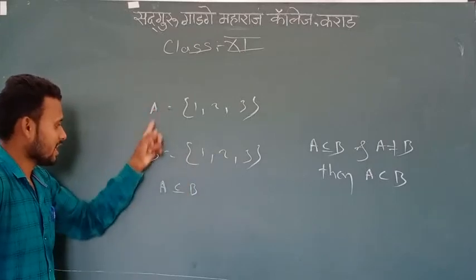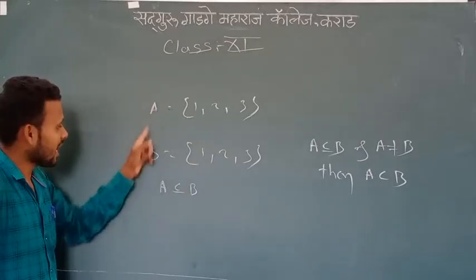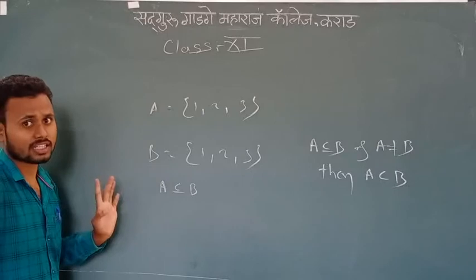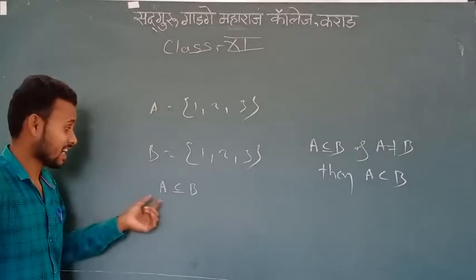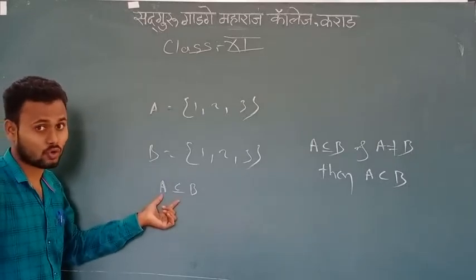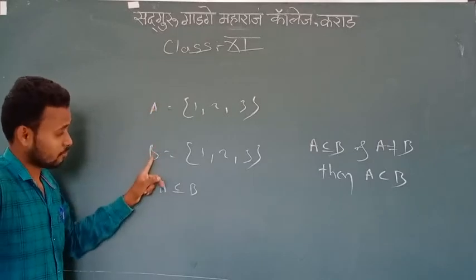Here A is a subset of B, but A and B are the same. Therefore we can't say that A is a proper subset of B.